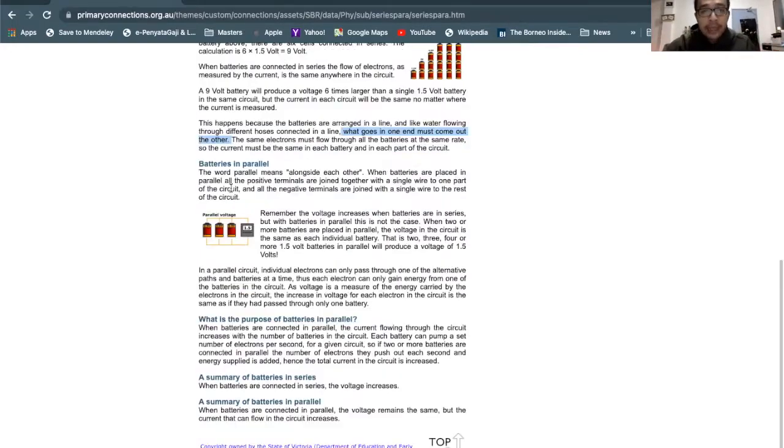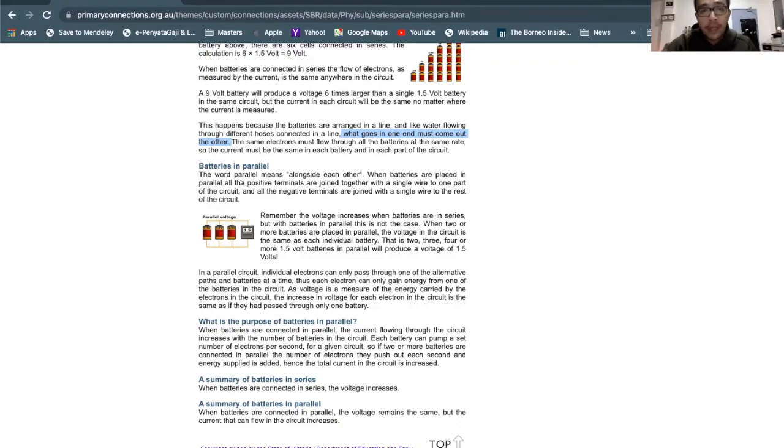But in parallel, okay, so when batteries are placed in parallel, all the positive terminals are joined together, like this. Now, remember the voltage increases when batteries are arranged in series, but in parallel, that's not the case. And we've established this much earlier. When two or more batteries are placed in parallel, the voltage in the circuit is the same as each individual battery. So even if you have 2, 3, 4, or 10 batteries, the voltage will still be 1.5 volts. The voltage doesn't bertambah in a parallel circuit.